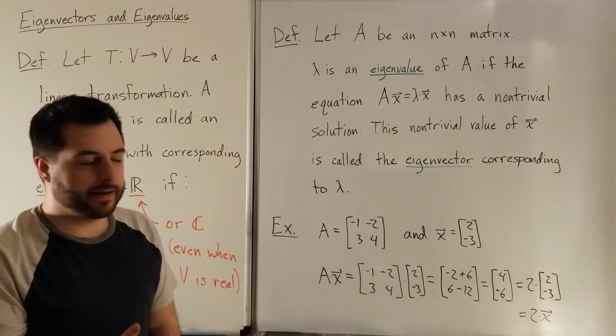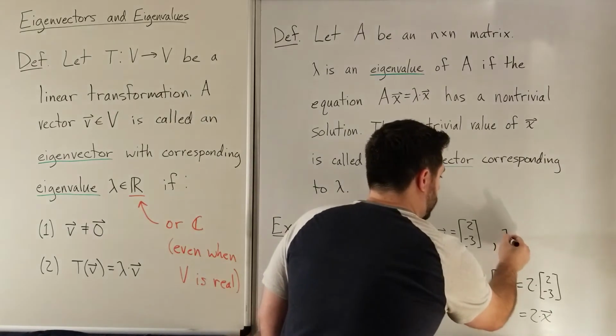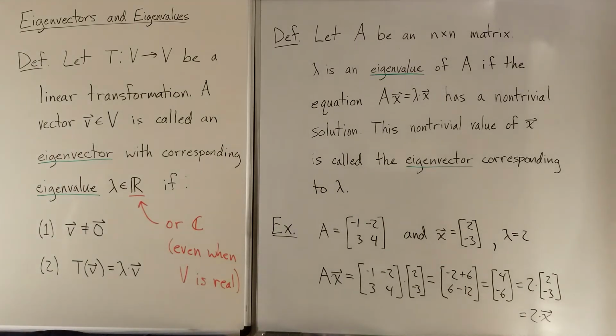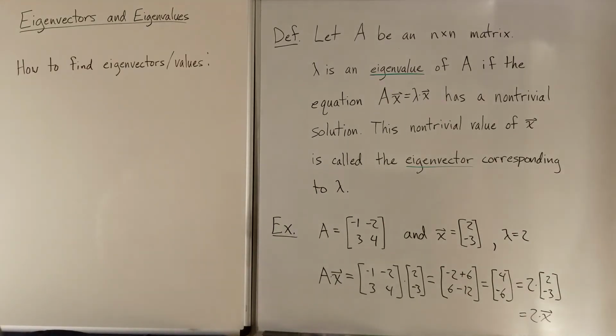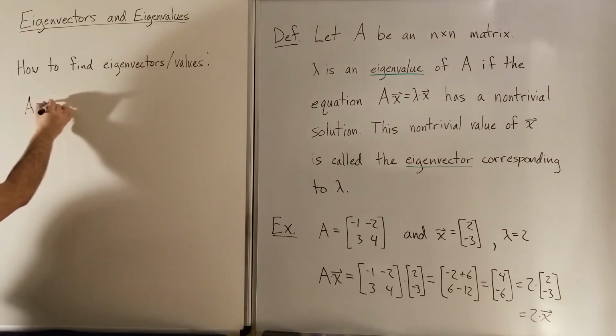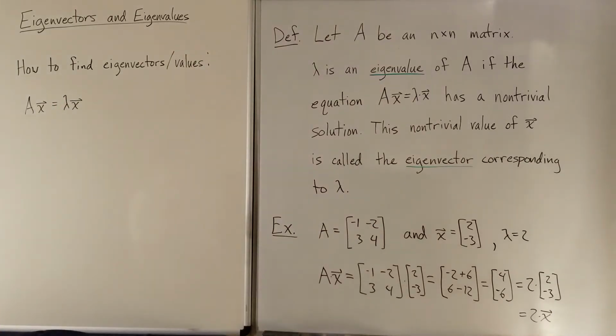So x is therefore an eigenvector, and the eigenvalue associated to it is 2. So how might we go about finding what these eigenvectors and eigenvalues are given a particular matrix? Well, finding an eigenvector or eigenvalue amounts to solving this equation. And it turns out the easiest thing to do is to solve for lambda first. So we want to find the eigenvalue before we try to figure out what the eigenvectors are.